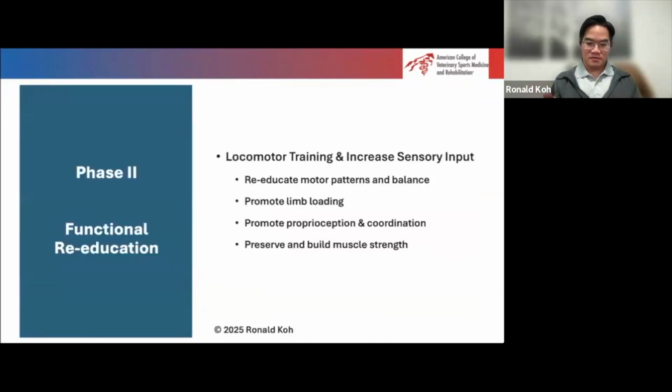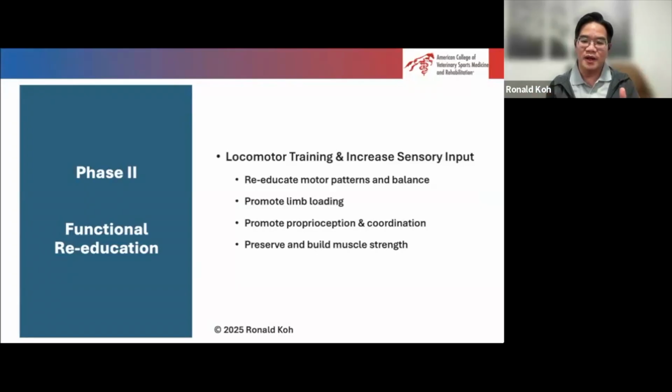So this is phase one. Again, you don't see me do a lot of exercises because too early exercises can actually cause secondary damage. So I'll probably do it for 2 weeks, 3 weeks, or 4 weeks, depending on how quickly they recover in terms of pain and inflammation.